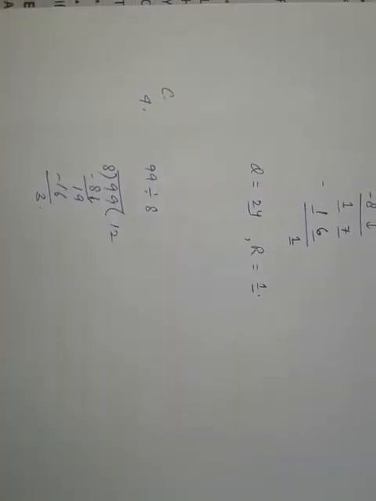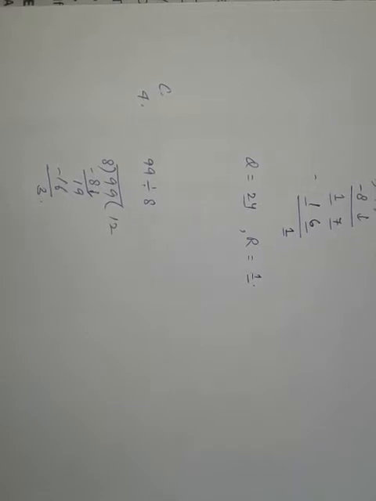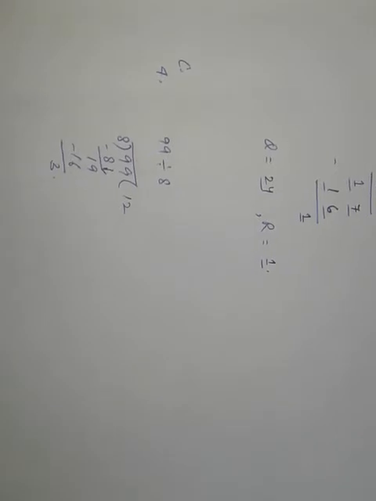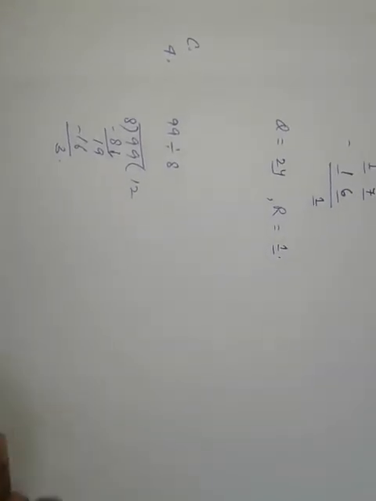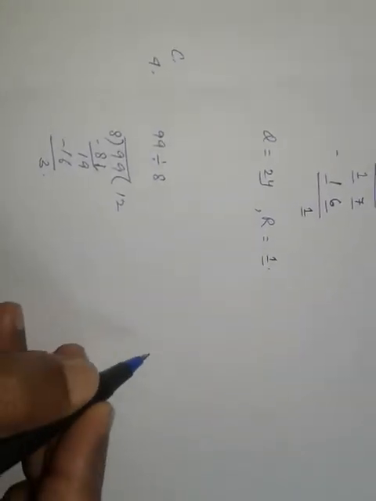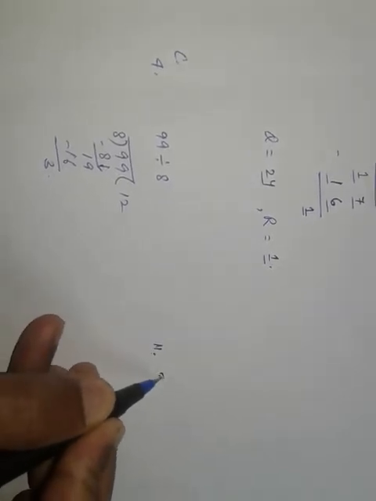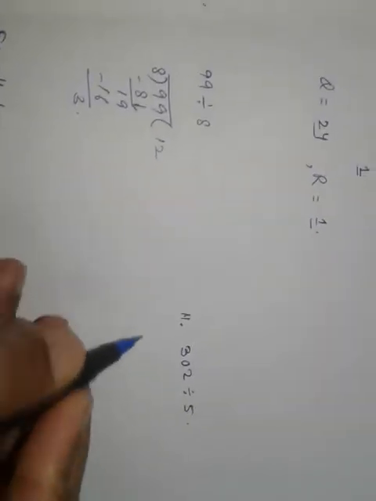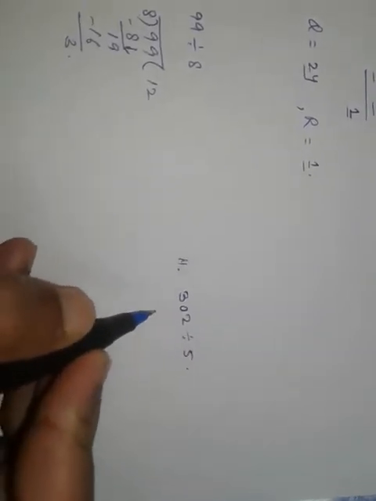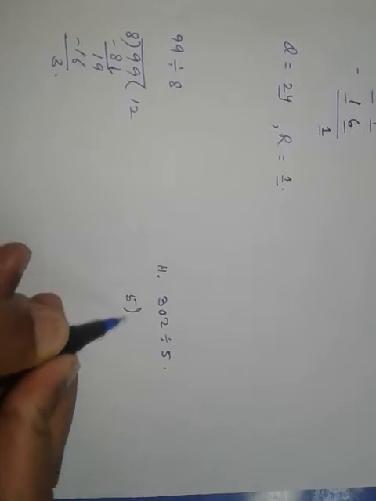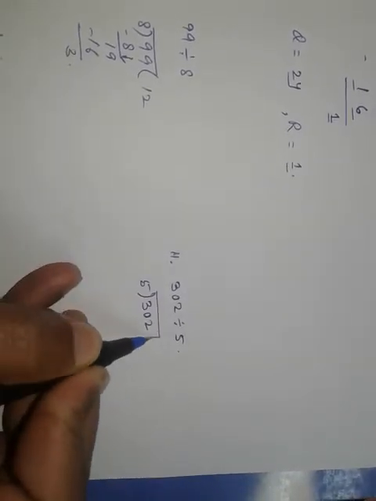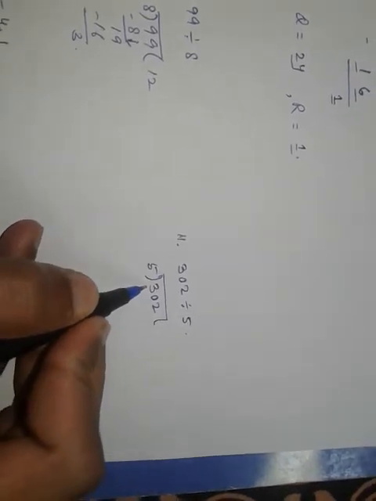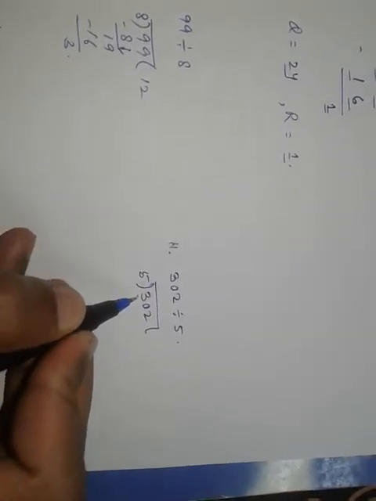So one question I will do for you also. Any one question, suppose it is the 11th question of C. I solve it for you here in front of the camera. So here 5 into 302. Here how do we choose? When we take a one digit number, it is 3. So 3 is not divisible by 5, so we choose 2 digits.